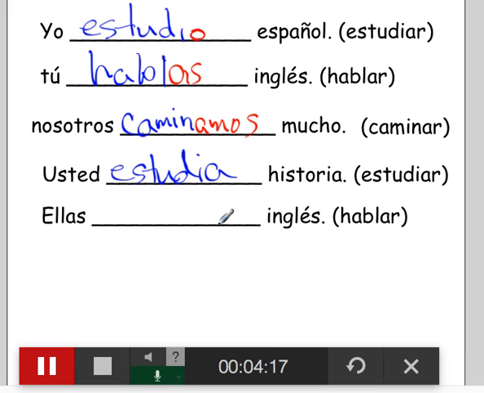Usted estudia historia, y ellas hablan inglés. It just takes practice. You'll make mistakes, and you just learn from them. Now, there'll be a follow-up on this on Schoology to practice.